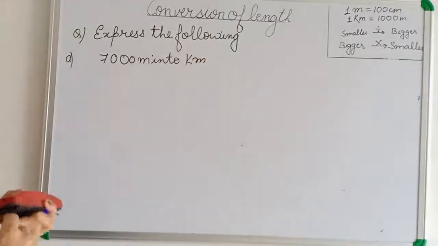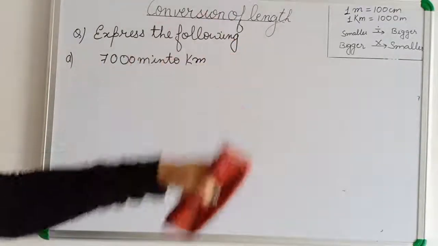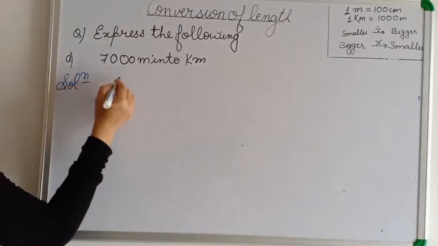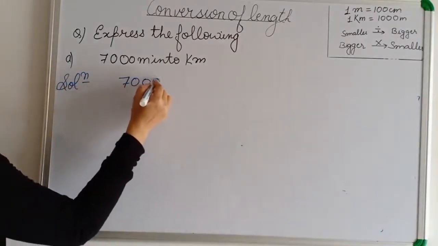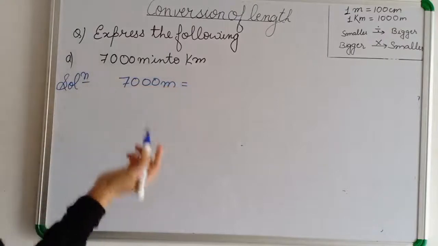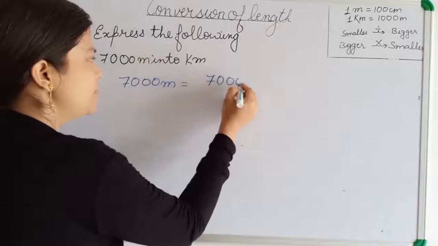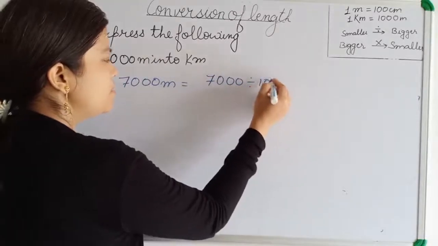So when we are converting smaller into bigger unit, we are dividing there. Solution, you see here. 7,000 meter, we have to convert into kilometer. That means we have to divide this by 1000. 7000 we will divide by 1000. Okay.